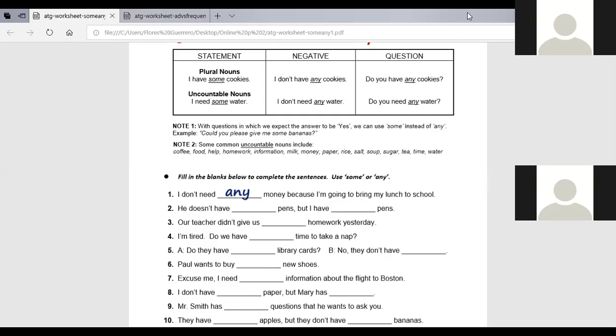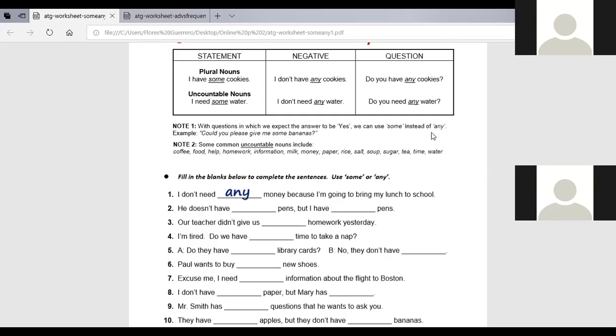Okay. So in questions, here is a note, note 1, which is part of what we said in the slides we shared yesterday. In questions, here we only have examples with any, okay? But note 1 tells us what I explained yesterday: in questions where we expect the answer to be yes, we can use some instead of any. If we expect the answer to be affirmative, we can use some in questions.